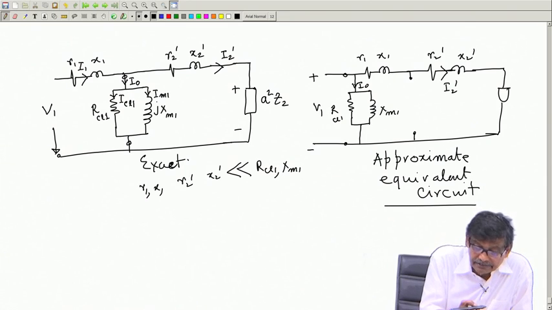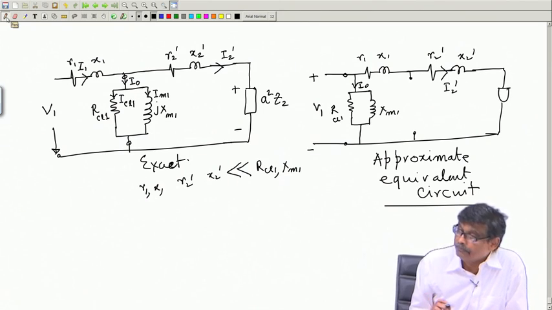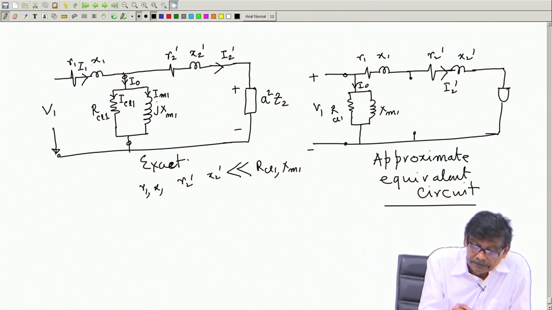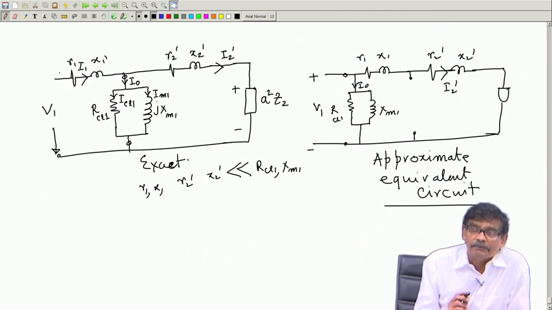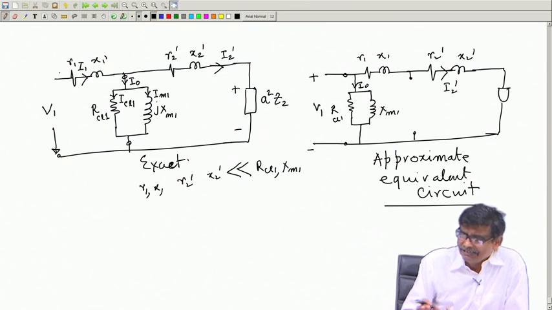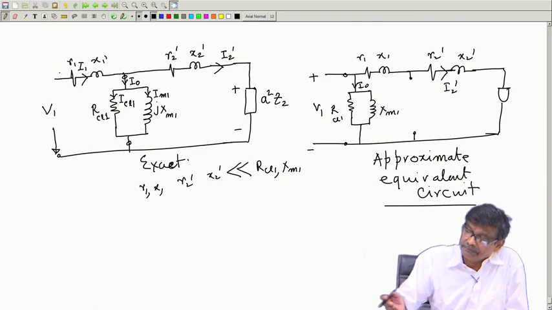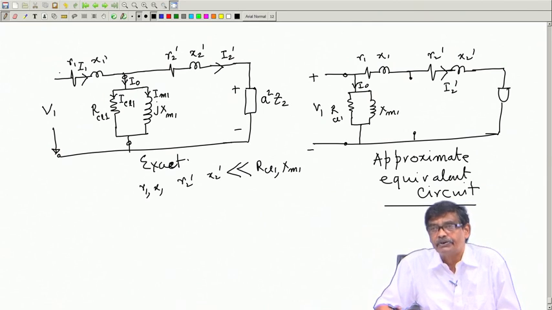V 1 minus this drop, that voltage divided by this branch gives you I naught. Now, I am telling you to neglect this drop. Why neglect that drop? Because R 1 x 1 is small. So, this voltage is approximately equal to this. Anyway, think about it and try to do it. So, it reduces a lot of computational burden.